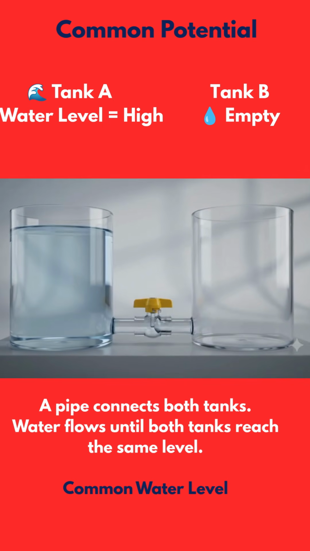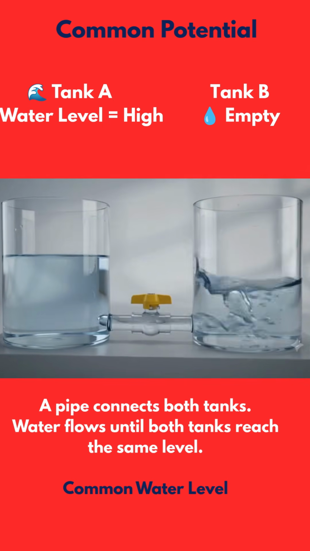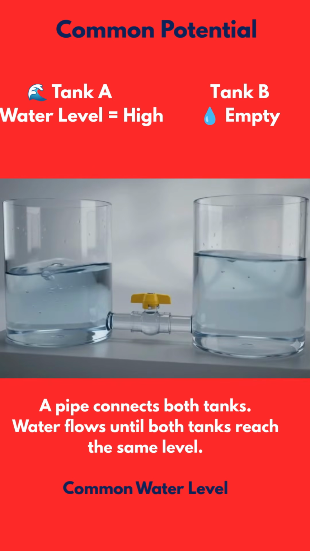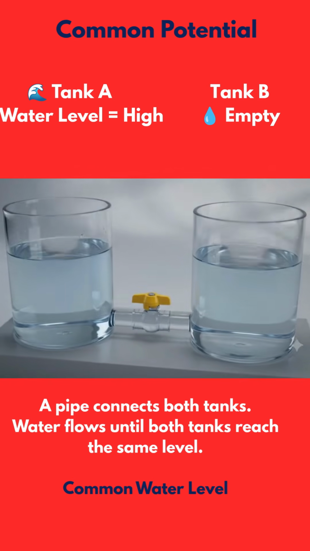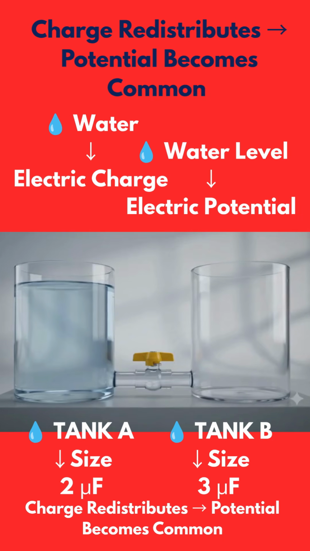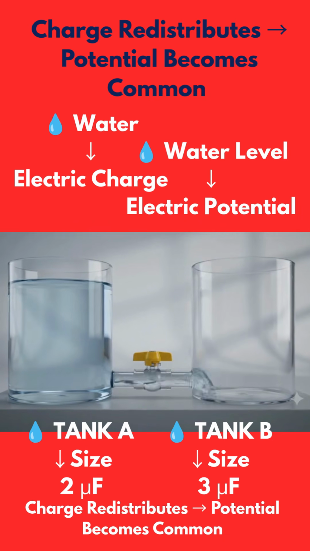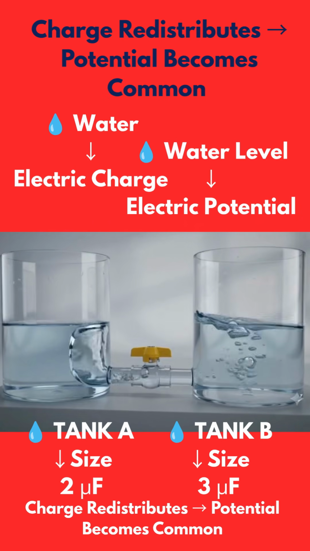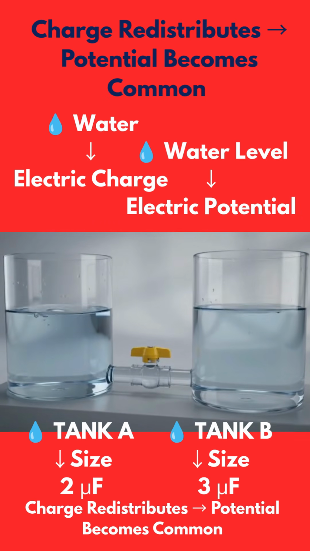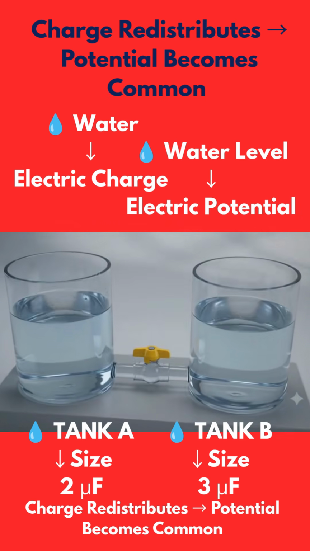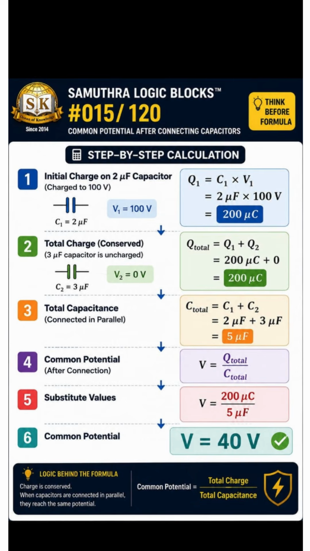Imagine two water tanks connected by a pipe. One tank is full and the other is empty. Once the valve opens, water flows until both tanks reach the same level. The water represents electric charge and the water level represents electric potential. Just as water levels become equal, the connected capacitors reach a common potential.